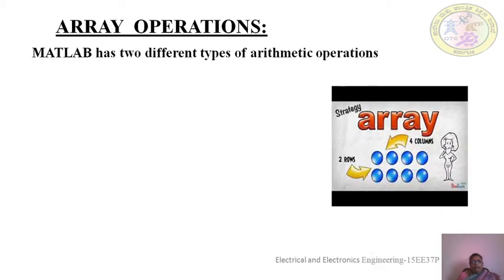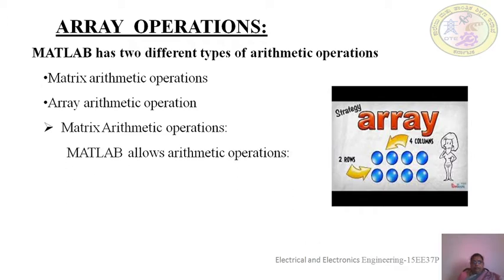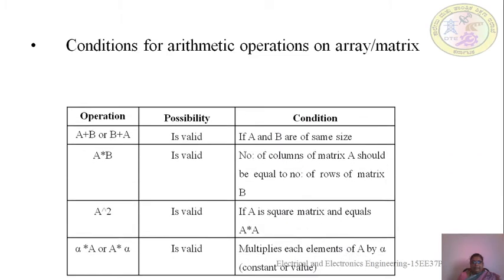MATLAB has two different types of arithmetic operations: matrix arithmetic operation and array arithmetic operation. Matrix arithmetic operation: MATLAB allows arithmetic operations like addition, subtraction, multiplication and the power function. So to perform any of these arithmetical operations, certain rules or conditions have to be followed. Let us see what those rules and conditions are.